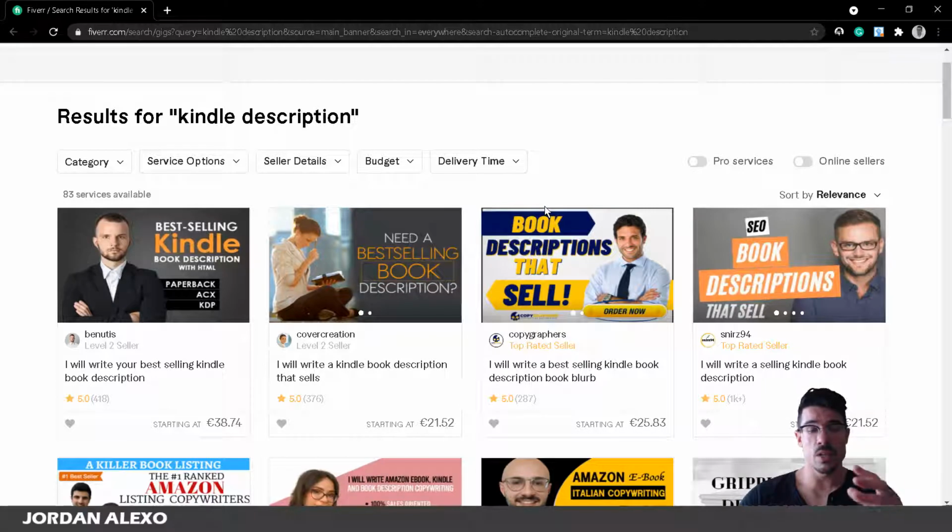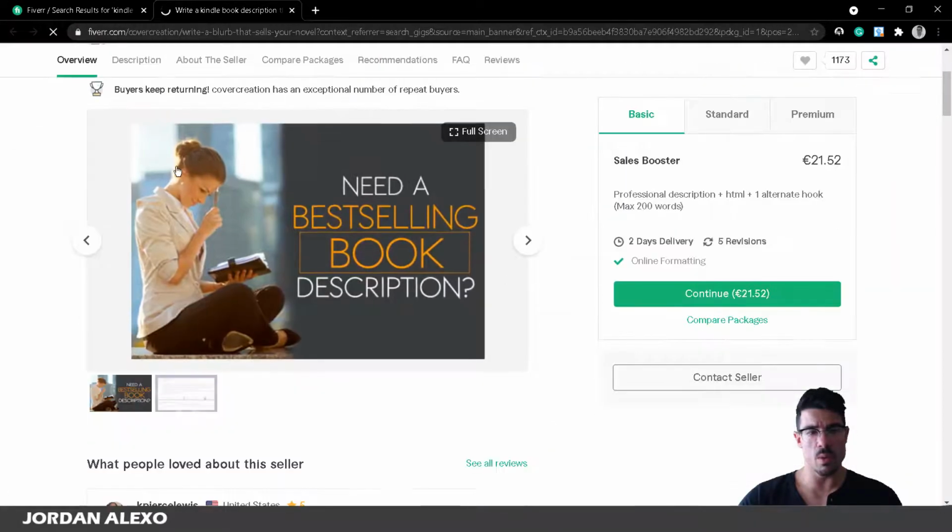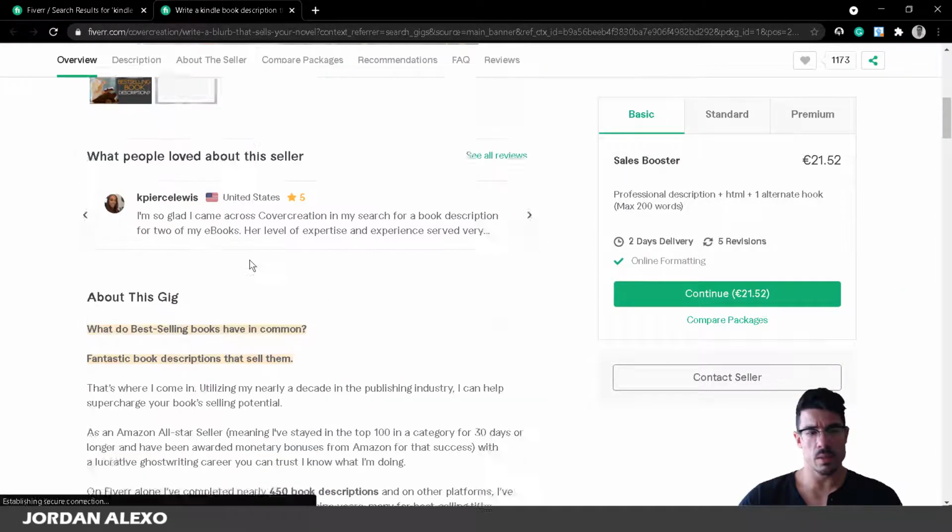Okay, so initially you spend a bit more money to get someone who is proficient at writing a good book description, but later on it's just cheaper because you don't need to do this again, and you continuously use the same person. So what you can do is you could, for example, choose this one and this person and just go over here to their gig you want to read to get a better idea.